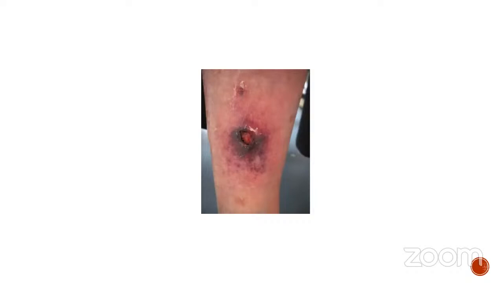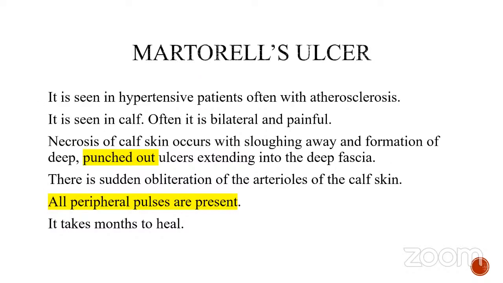Like if an ulcer is seen in the calf and it's bilateral, and if the patient is hypertensive, there's high chance that it's due to Martorell's ulcer. So Martorell's ulcer pathology is atherosclerosis, which leads to hypoxia and death of tissue. So necrosis of the calf skin occurs with sloughing away and formation of deep punched out ulcer extending into the deep fascia. So punched out shape is important. Then there is sudden obliteration of the arterioles of the calf skin. All peripheral pulses will be present. Then it takes months to heal.